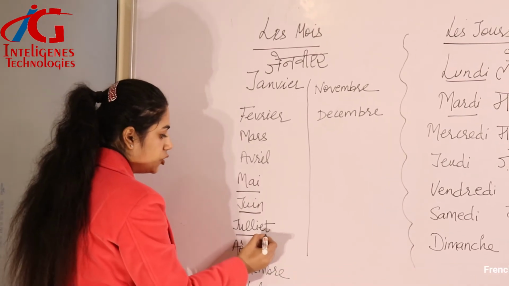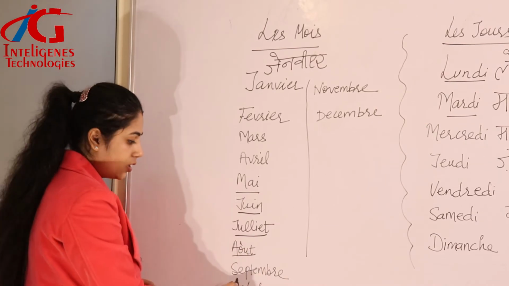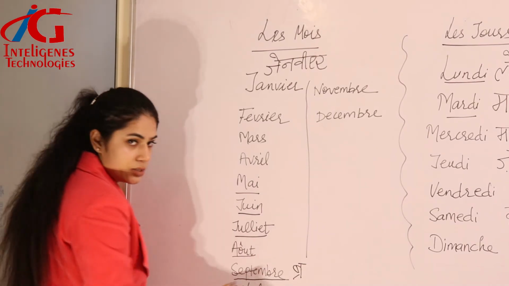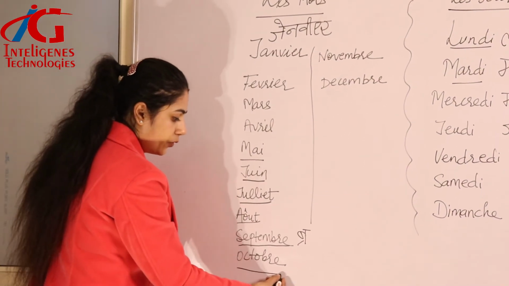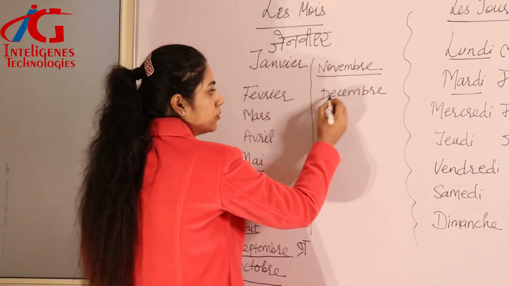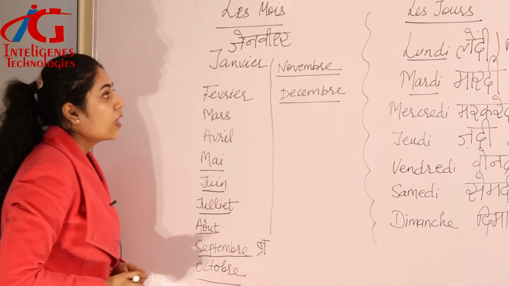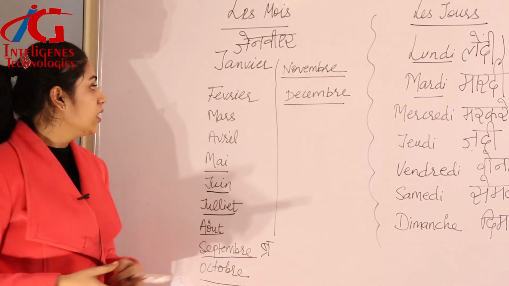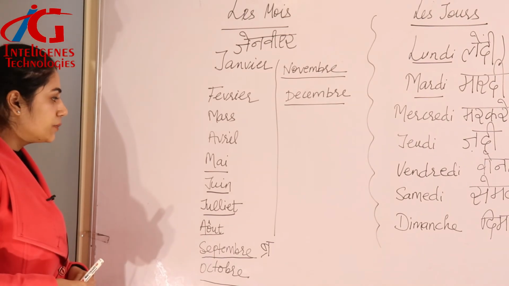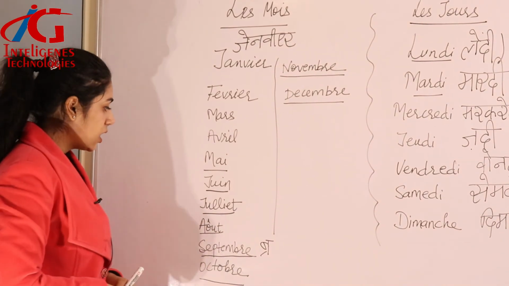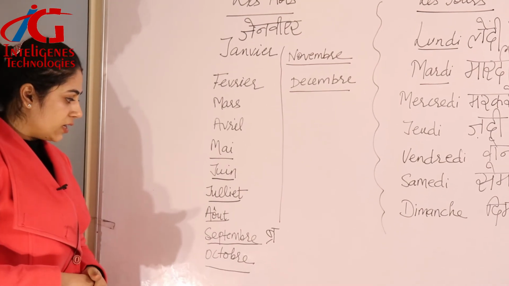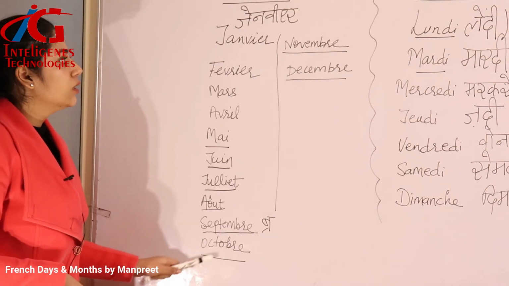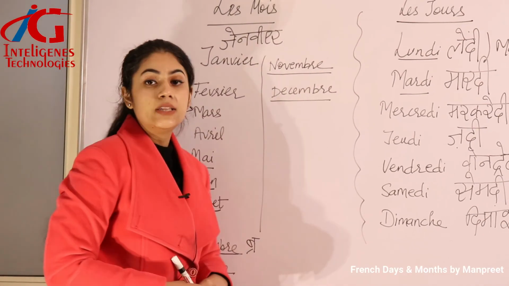Juin, juillet, août, septembre. So it should be br in the end. Septembre, octobre, novembre, décembre. Let's have a quick view. Janvier, which is January, February, March, April, May, June, July, août, septembre, octobre, novembre and December.